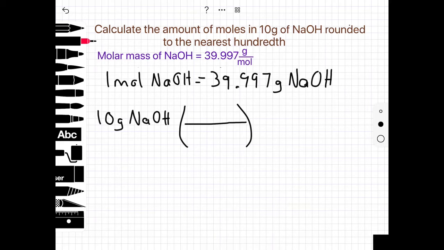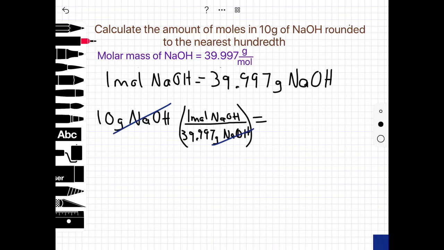So we will use 1 mole of sodium hydroxide here and 39.997 grams of sodium hydroxide in the bottom. Why? Because we need to cancel the grams of sodium hydroxide. This way, these grams and these grams of sodium hydroxide will cancel, and we will get only the moles of sodium hydroxide, and that's what we want.